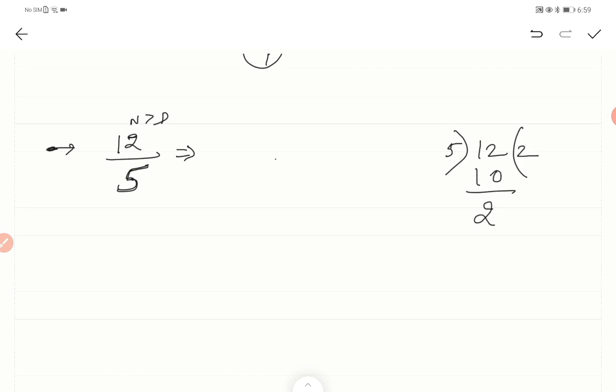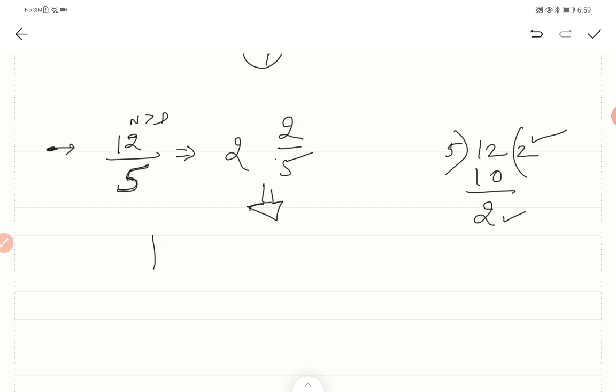If you have some mixed fraction or improper fraction like 12 by 5, this is an improper fraction because the numerator is greater than the denominator. If I want to plot this, I will first convert this into a mixed fraction. How do you convert this into a mixed fraction? Divide it. 5 twos are 10, remainder is 2. So your mixed fraction will be 2, remainder 2 divided by 5. So now it's easy for us to plot this 2 2 by 5.